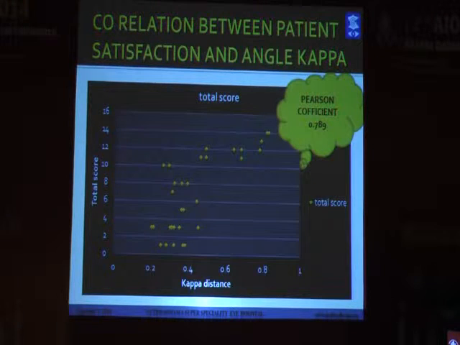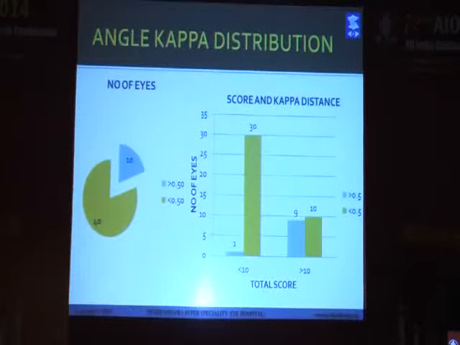Here again, as the kappa distance goes on increasing, the total score is also increasing. The Pearson's coefficient between the two variables is 0.789, which denotes a very strong correlation between the two variables. Coming to the split analysis of angle kappa, 40 eyes had angle kappa distance of less than 0.5. 25% of those had a total score of more than 10.